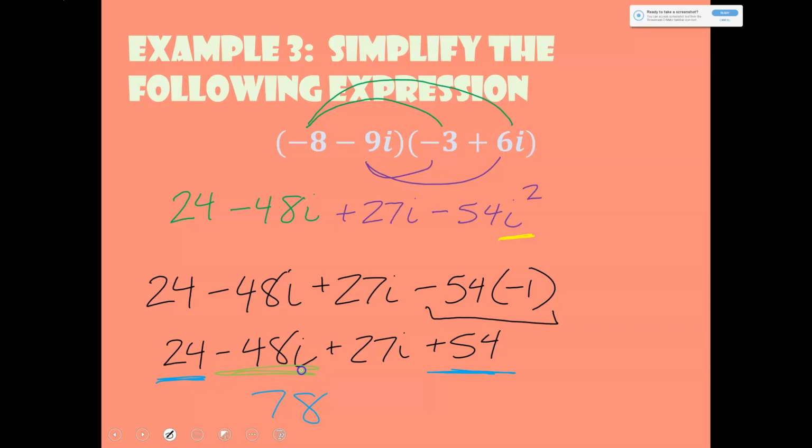Then negative 48i and 27i is a like term. So negative 48 plus 27 gives me negative 21i. And that's your answer. Okay? So it's just all about taking your time, okay? So you don't make a mistake on these, all right?